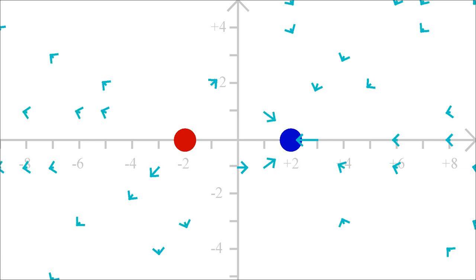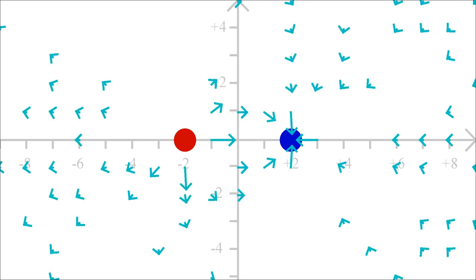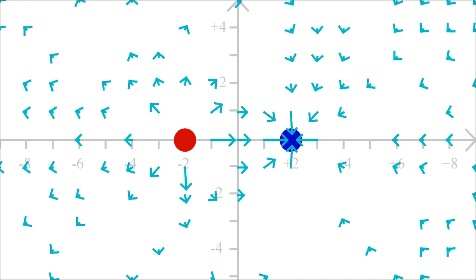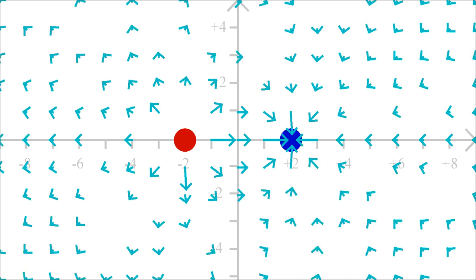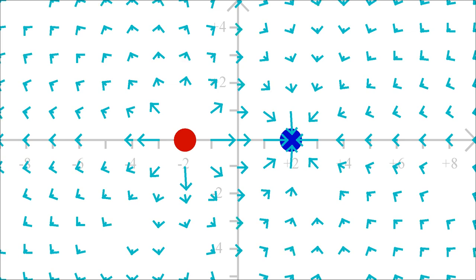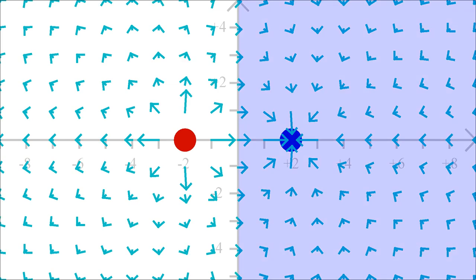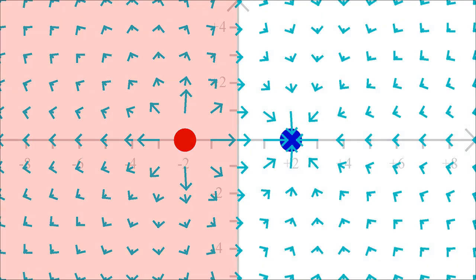Using this principle, known as the law of superposition, we get the electric field vector at any given location surrounding the charges. All vectors at the right half of the illustration are pointing to the negative charge, while those at the left half are pointing away from the positive charge. Along the y-axis, the vectors are pointing in parallel to the x-axis.